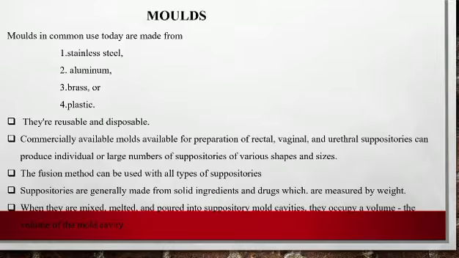So common molds which are used for the preparation of suppositories are mainly made up of stainless steel, aluminum, brass or plastics. The molds which are prepared should be easily disposable and reusable. The molds are mainly available for the preparation of rectal, vaginal and urethral suppositories. These molds can be constructed as it produces both individual as well as large numbers of suppositories with various sizes and shapes.